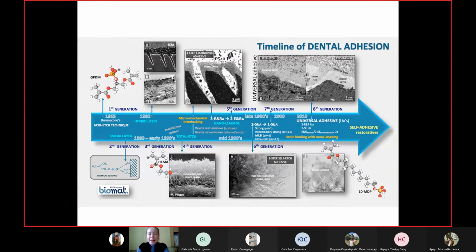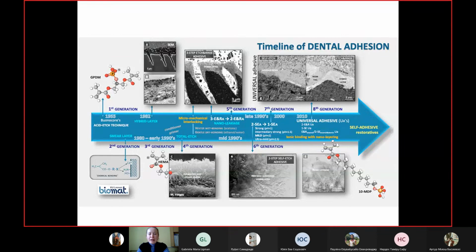The development of etching adhesive systems was simultaneous with resin composites. Everything starts with Buonocore in 1955, when he introduced the first generation of adhesive system. The first three generations are right now out of use. It's a historical aspect.